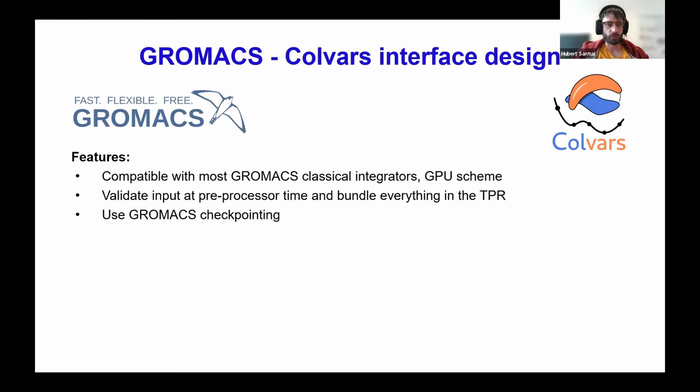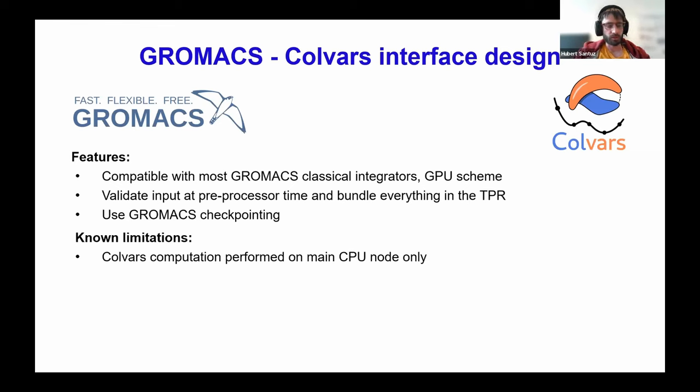Another feature available within the interface is the GROMACS checkpointing ability, meaning that if you need to continue or restart a Colvars-based simulation, you can do it with the checkpointing. A currently known limitation of the interface is that all Colvars computation is performed only on the main CPU node, meaning that all the GROMACS computation can be done either on CPU or on GPU, depending on your inputs, but the Colvars computation is done on the main CPU node only. This could be a performance bottleneck if your collective variables are large, so you need to take this into consideration when writing your Colvars configuration file.